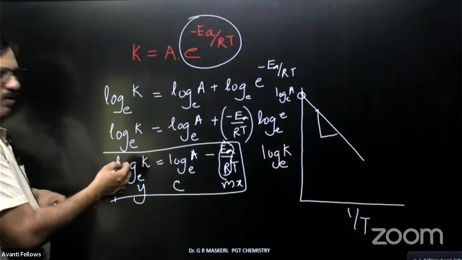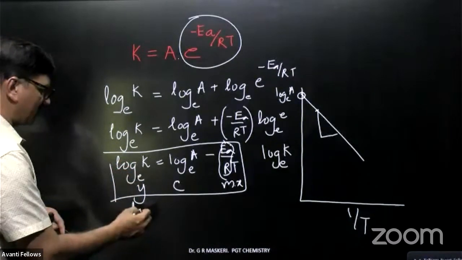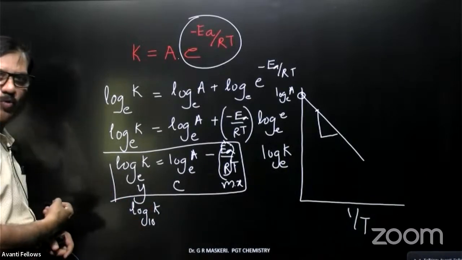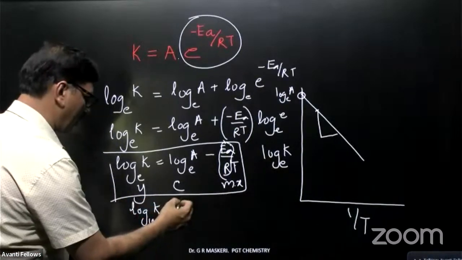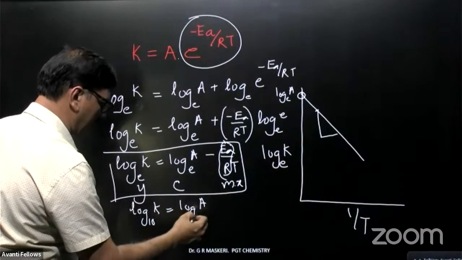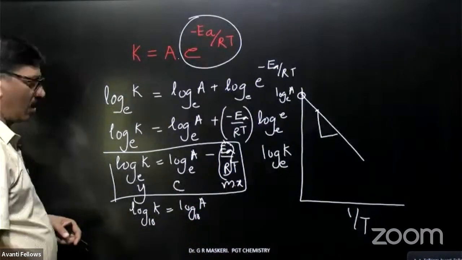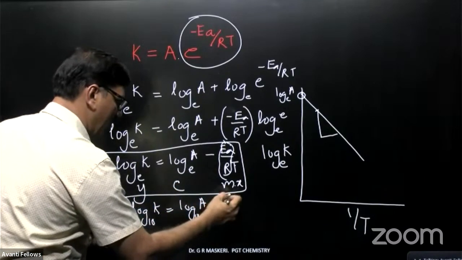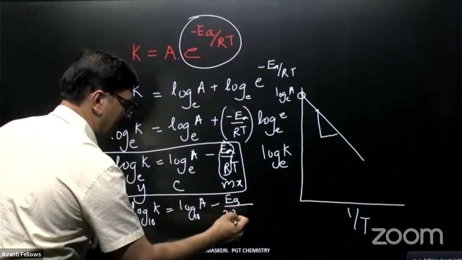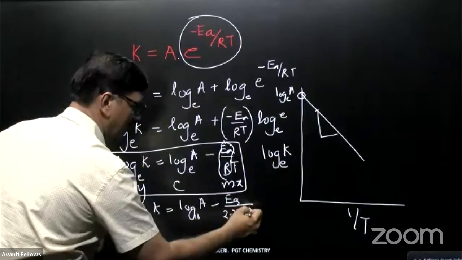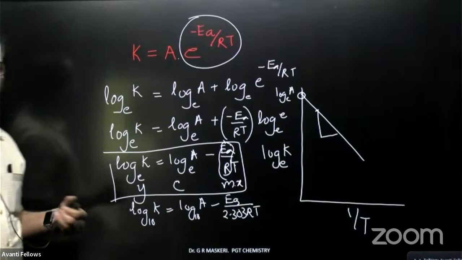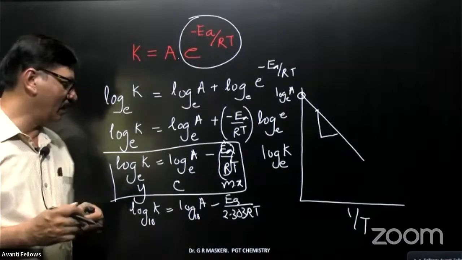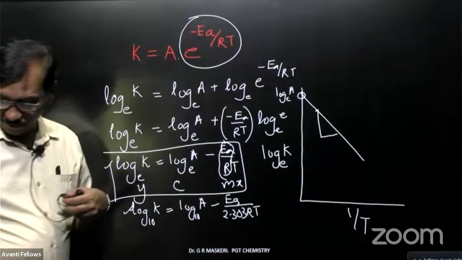To make it more useful, for logarithm to the base 10, if you take log of k to the base 10, you have to multiply by 2.303. Here also you have to multiply by 2.303, and here the expression does not have 2.303, so you can divide everything by 2.303. Therefore, this will be the expression if you want it in logarithm base 10. This is another expression that we use.